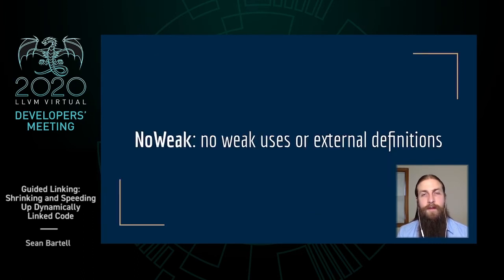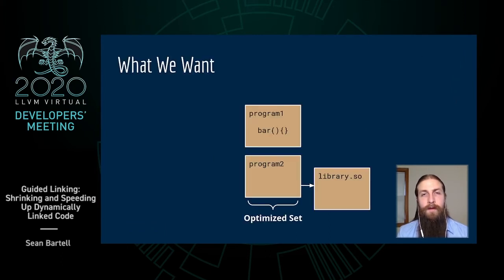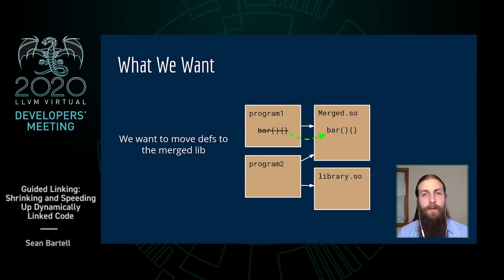The last constraint is the no weak constraint, which is short for no weak uses or external definitions. The example for this constraint looks a little different from the others. The optimized set includes 2 programs, and there's also a library which is left out of the optimized set. What we might want to do is to move definitions entirely to the merged library, so that the symbol is exported from the merged library.